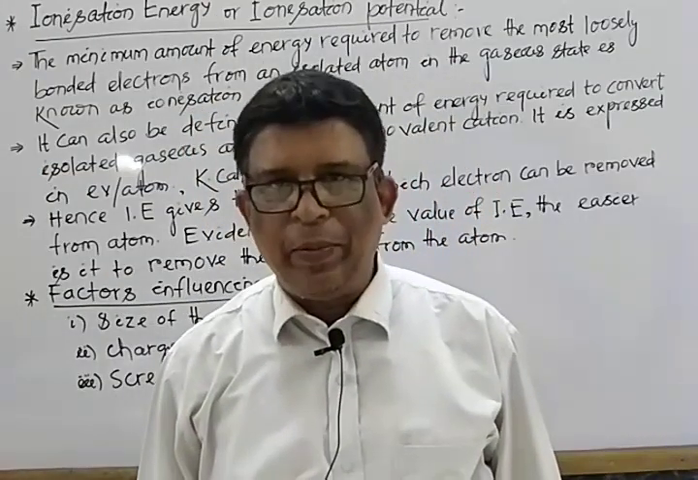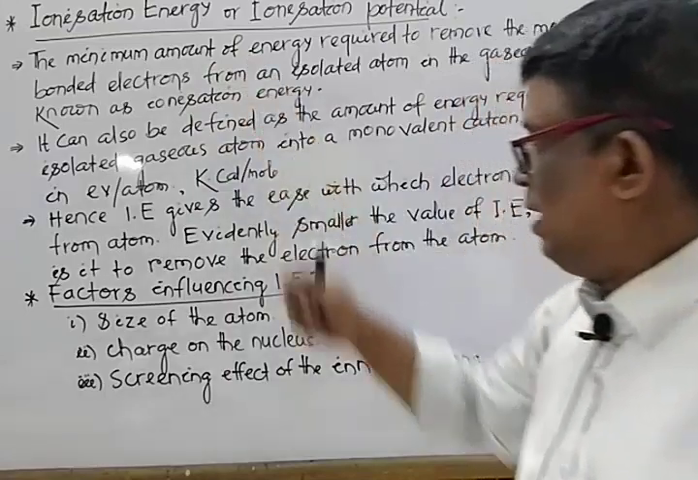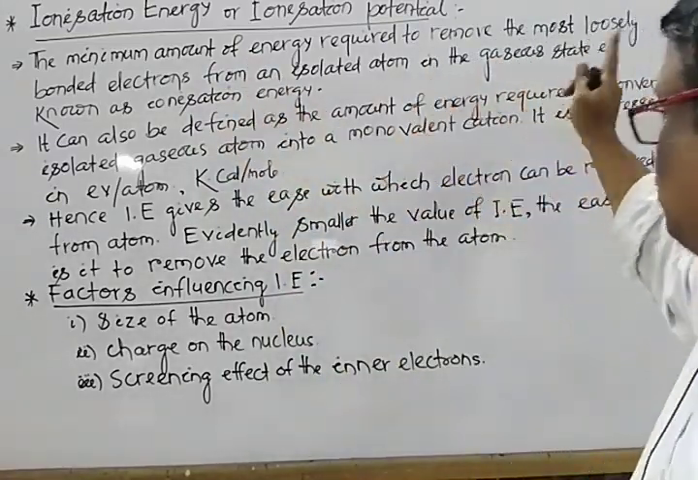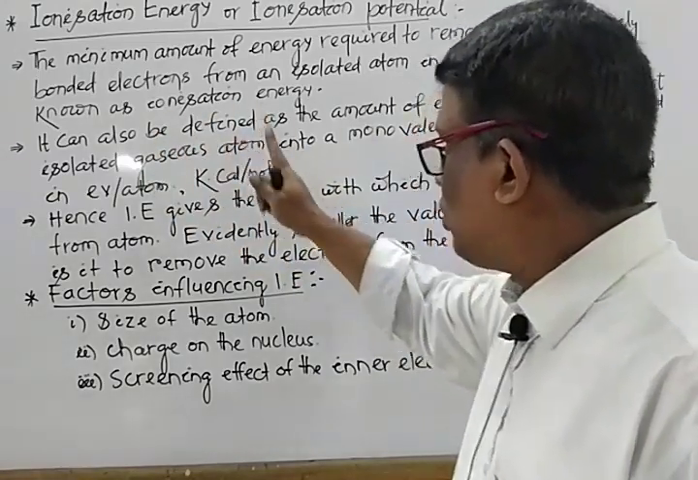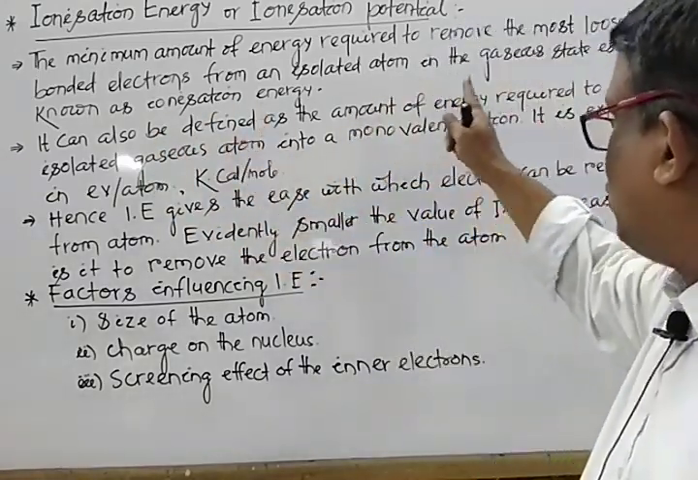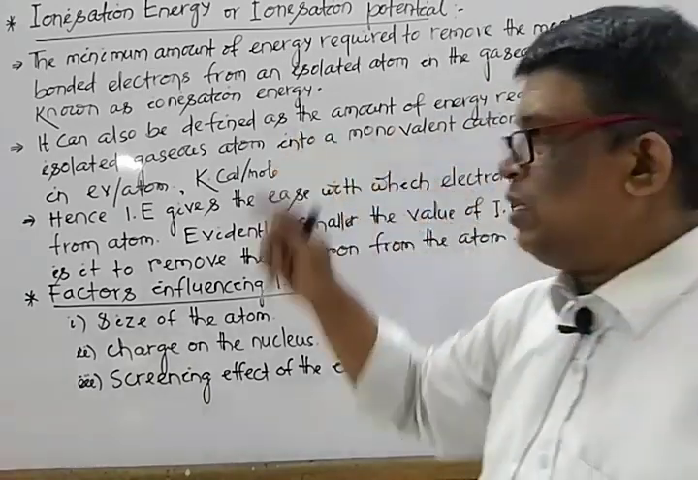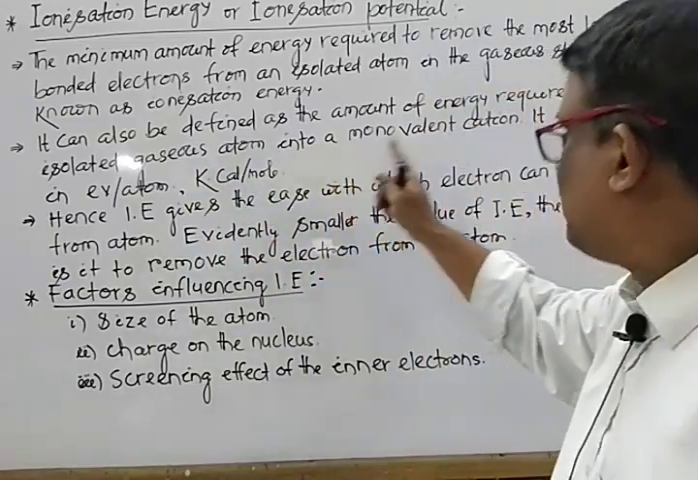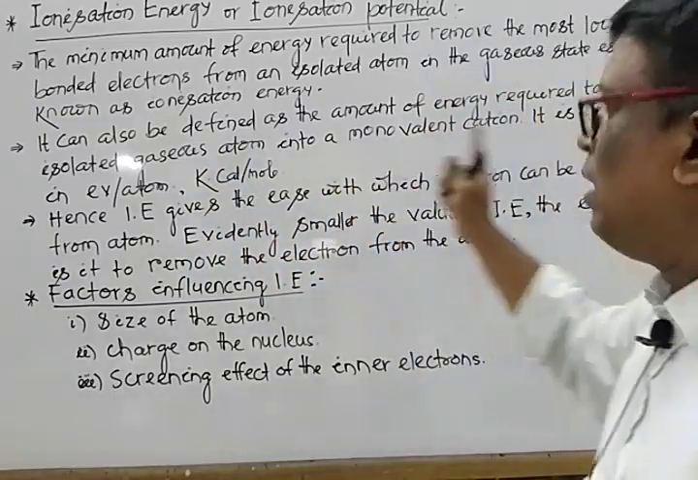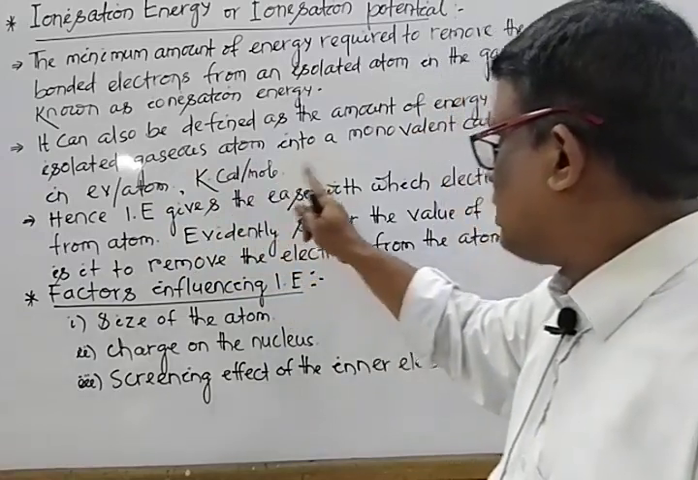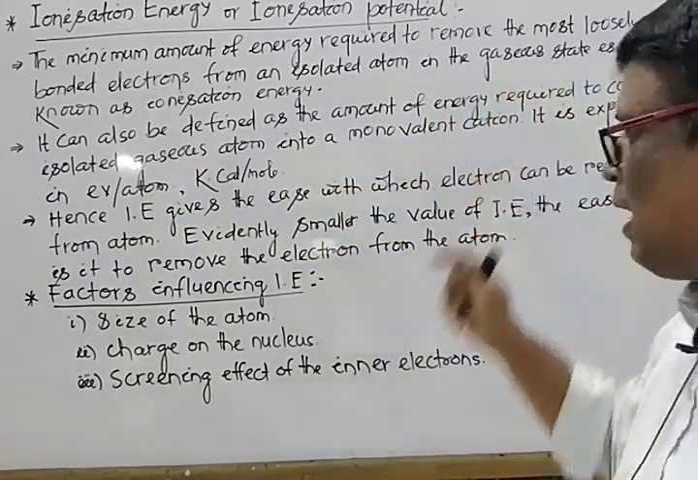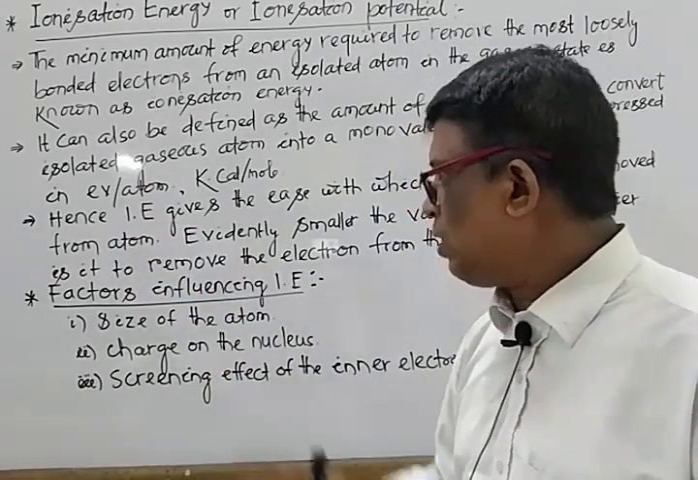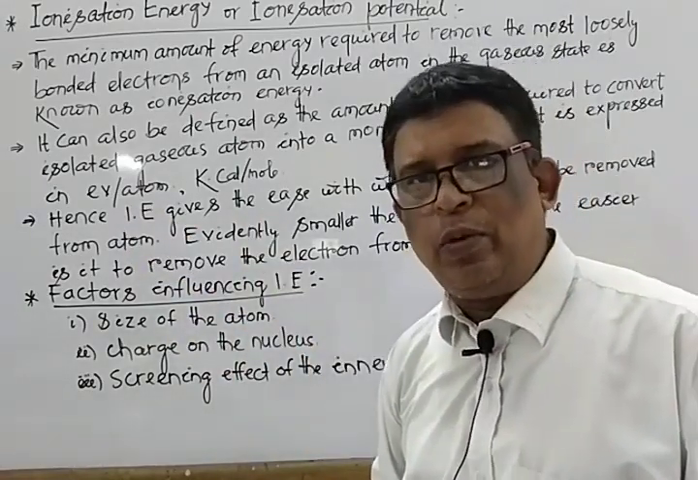Next, note down the definition, mark that. Ionization energy: the minimum amount of energy required to remove the most loosely bonded electron from a neutral isolated atom in the gaseous state is known as the ionization energy. Mark that. It can also be defined as the amount of energy required to convert an isolated gaseous atom into a monovalent cation. As it is energy, it is represented in electron volt per atom or kilocalorie per mole.